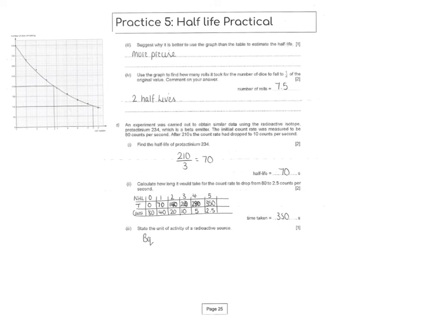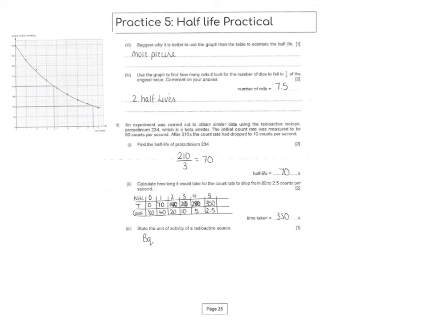An experiment was carried out to obtain similar data using the radioactive isotope, which is a beta emitter. The initial count rate was measured to be 80 counts per second. After 210 seconds, the count rate had dropped to 10 counts per second. So find the half-life of our protactinium-234. So I have my 210 divided by 3 gives me 70 seconds.